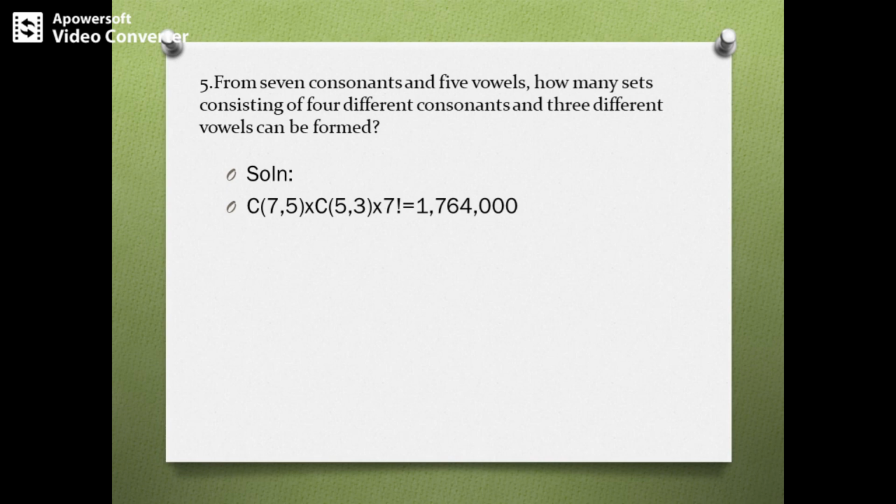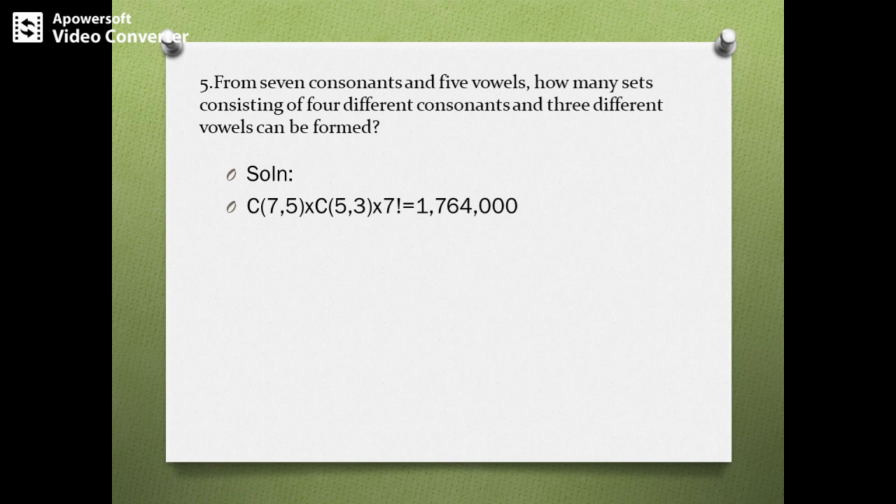And we can observe that we have got 7 different letters, that is, totally 4 different consonants and 3 different vowels, right? And these themselves can be arranged in 7 factorial ways. So the selection of 4 different consonants from 7 consonants can be done in C of 7 comma 4 ways, and the selection of 3 different vowels from the set of 5 vowels can be done in C of 5 comma 3 ways, and the arrangement among these 4 consonants and 3 vowels, totally 7, can be done in 7 factorial ways.